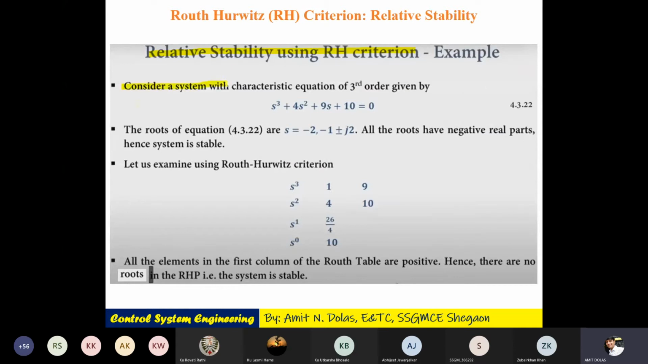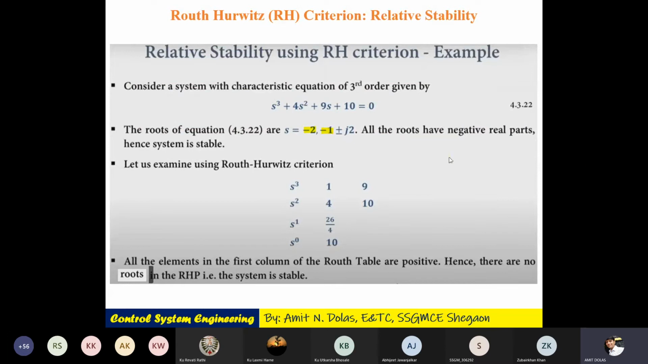I have a system characteristic equation of third order given by s cube plus 4s square plus 9s plus 10 is equal to 0. The roots of the equation, you can calculate, I have taken directly: s is equal to -2 and s is equal to -1 plus minus j2. One is a real pole and one is a complex pole. All the roots have negative real parts. You can see, this is -2 and this is -1.